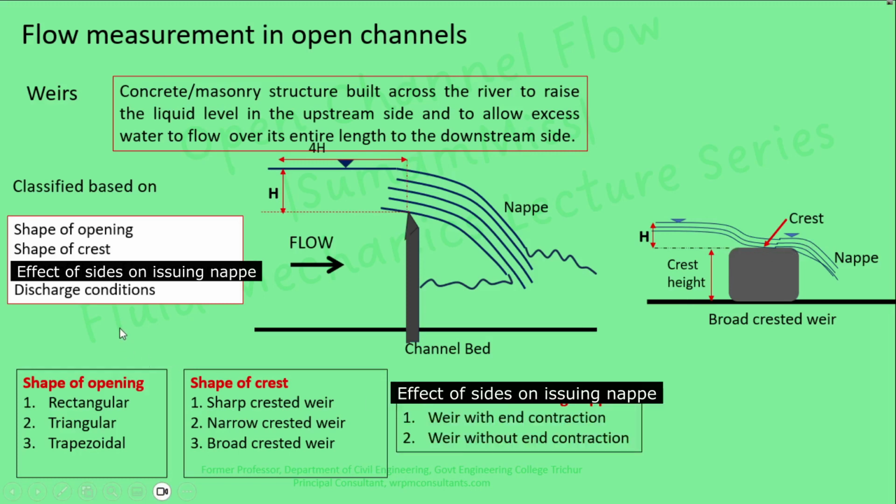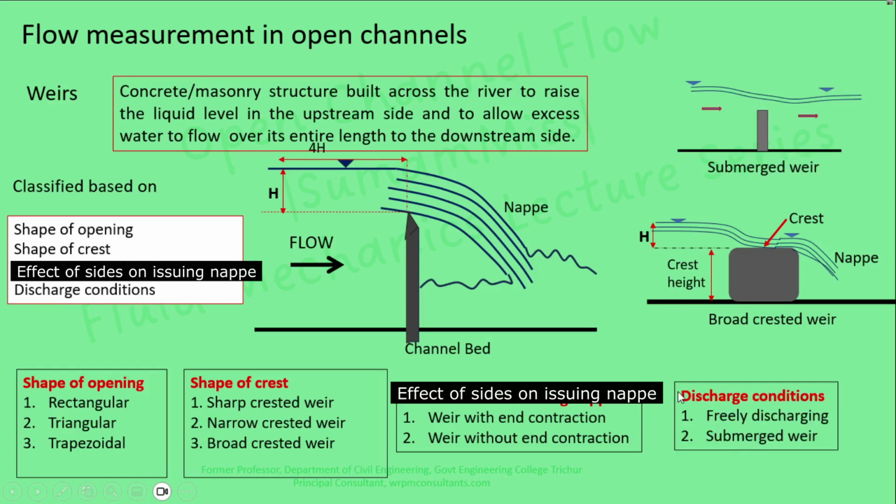The next classification is effective sides of issuing nappe, based on which we can classify the weir as weir with end contraction and weir without end contraction. So these are detailed in the next section. The last classification is based on the discharge conditions. So based on the discharge conditions, we classify the weir as freely discharging weirs and submerged weirs.